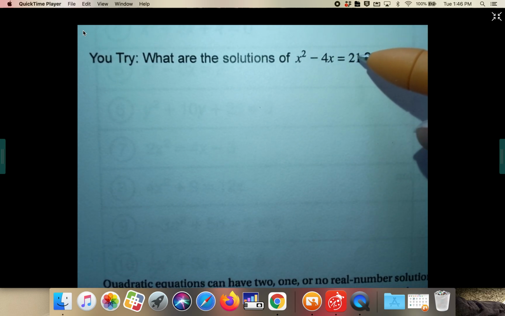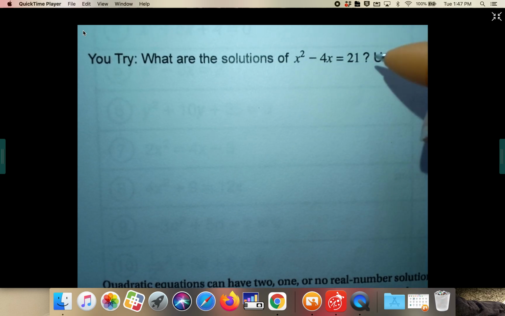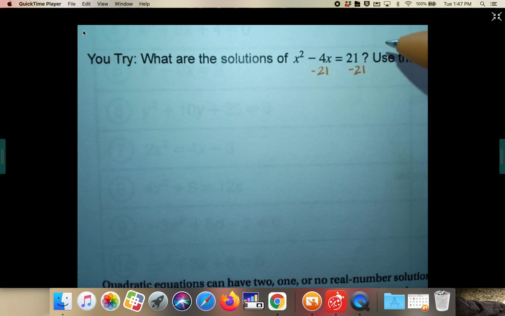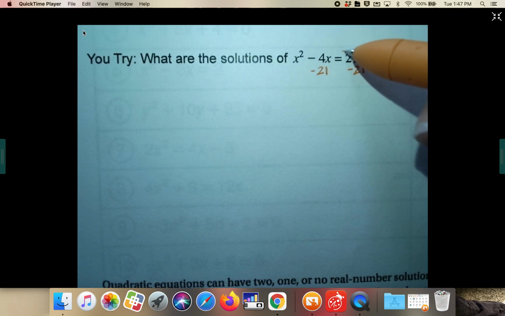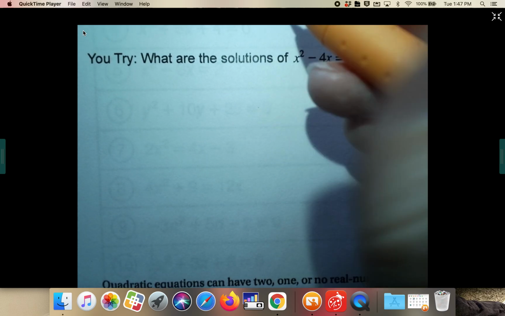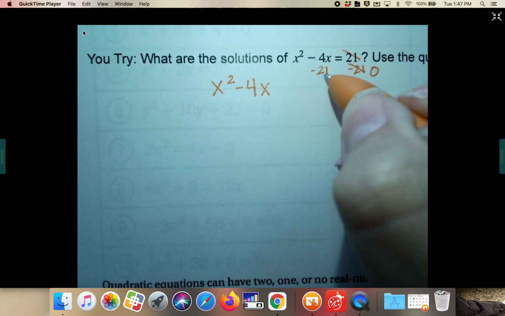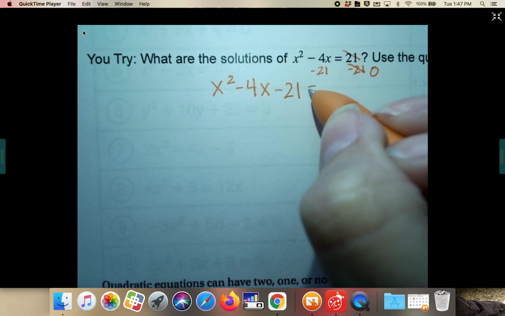So we are going to have to move the 21 to the other side by subtracting it from both sides so that we have it equal to 0, because these will cancel out, and now it will be equal to 0. So our new formula is x squared minus 4x, and now minus 21 equals 0.